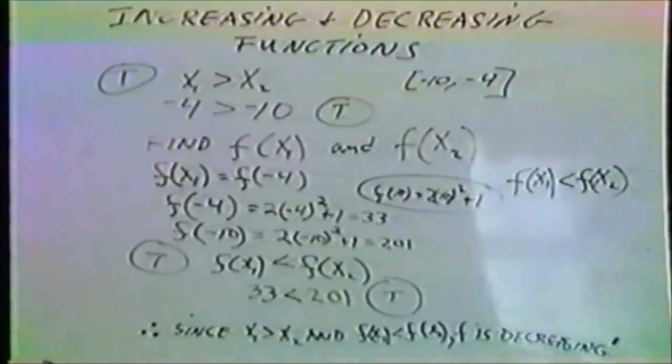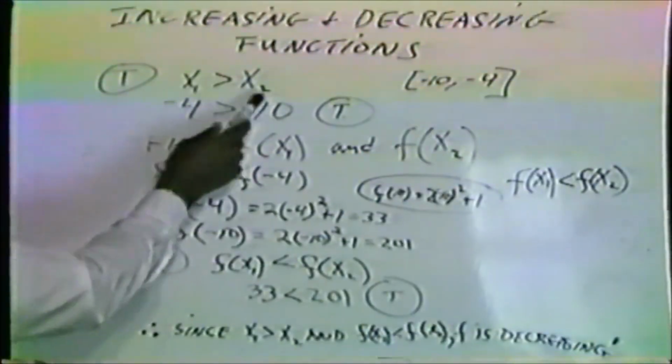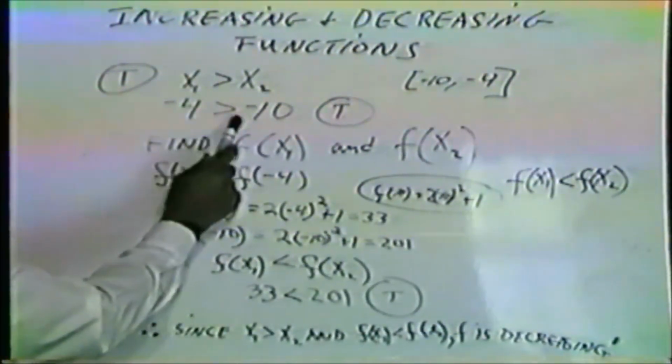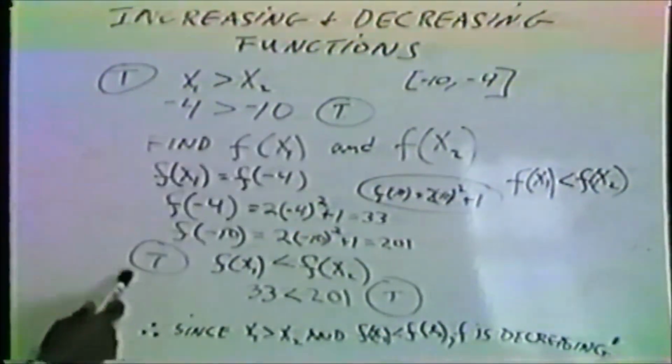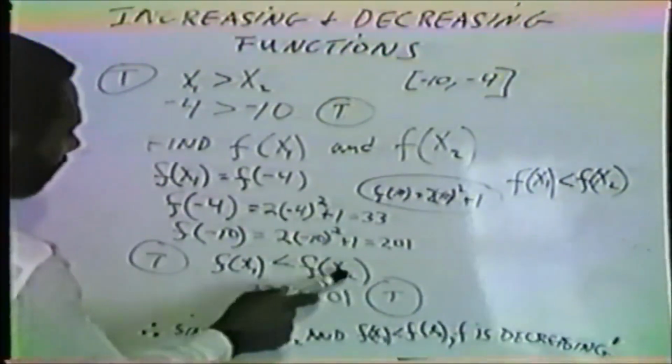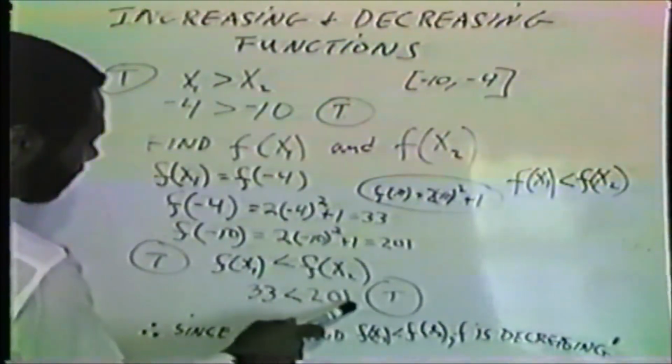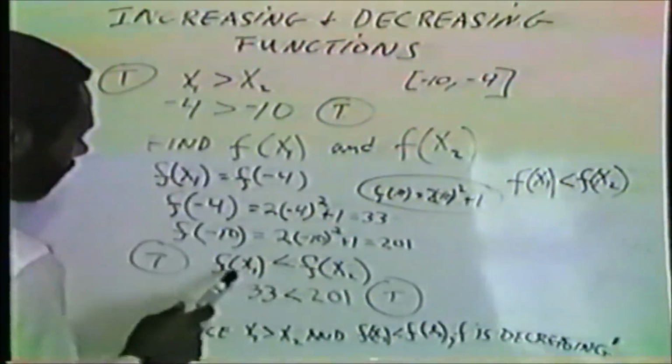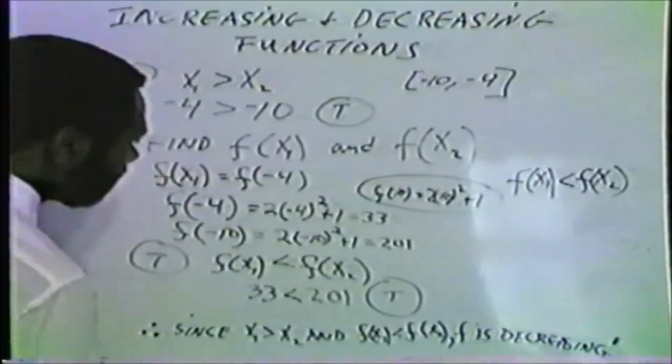Once again, our final conclusion is that since x of 1 is greater than x of 2, we've shown that negative 4 is greater than negative 10, and f of x of 1, which is 33, is less than f of x of 2, which is 201. Since both of those are true, the function is a decreasing function.